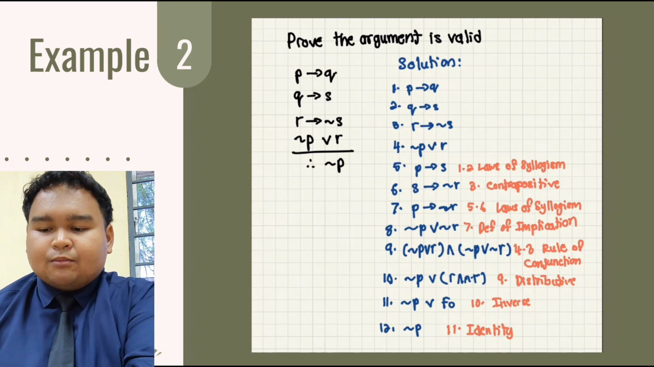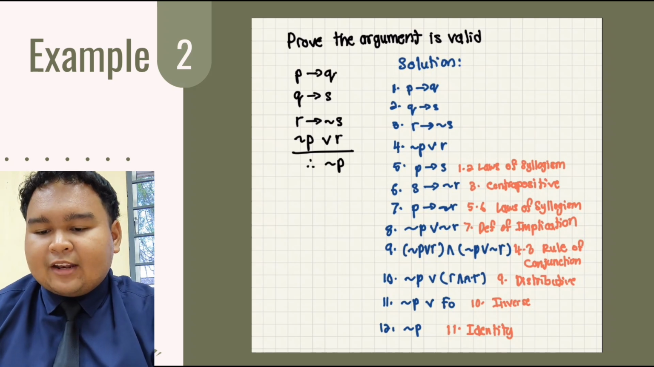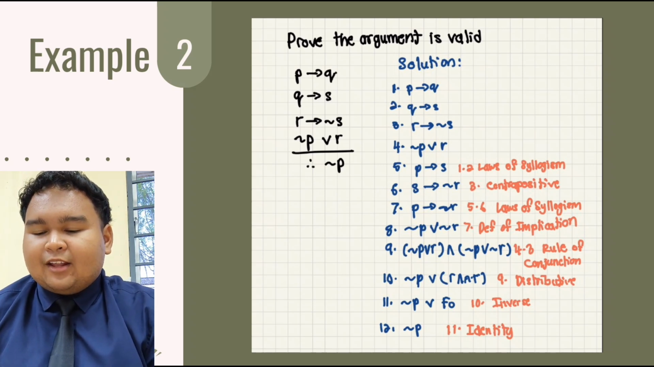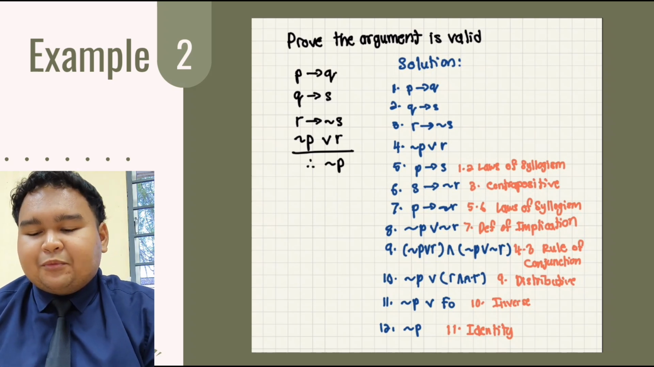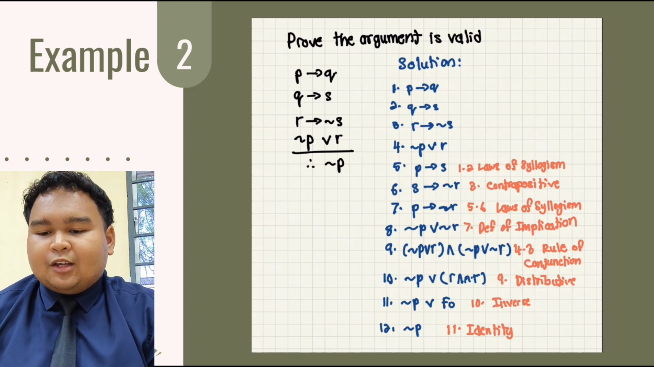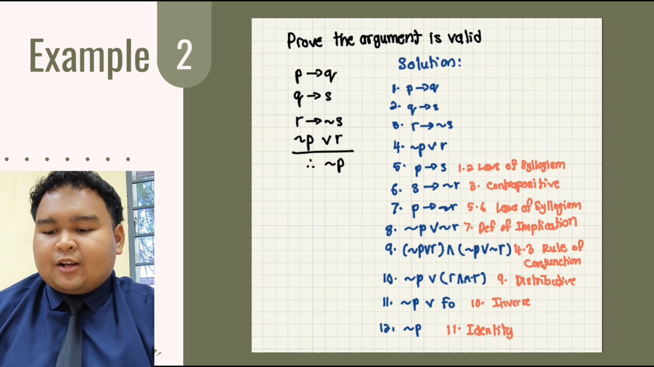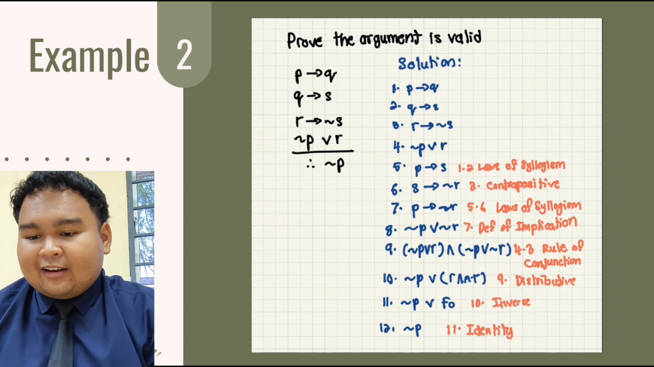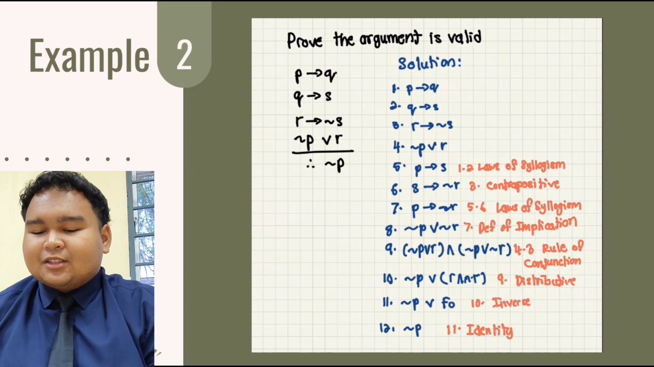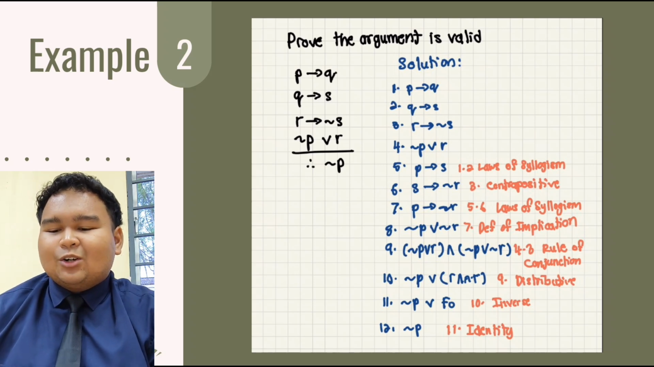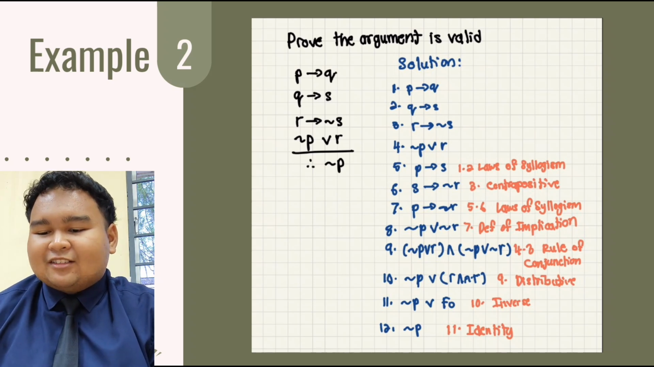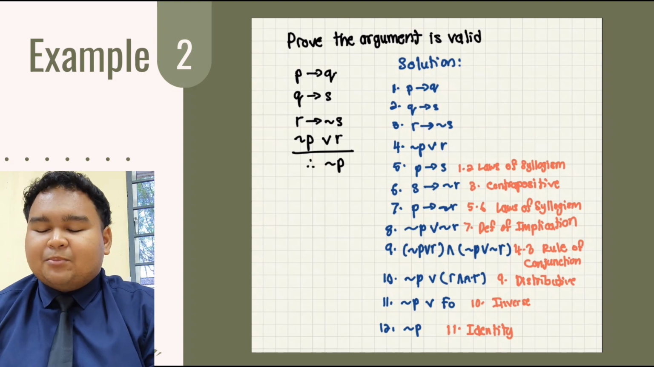And then next, we use premises 4 and 8 with the rule of conjunction, and we get negation P or R and negation P or negation R. Then we simplify and use the distributive law to get negation P or R and negation R. Then we use the inverse law to simplify, and we get negation P or F naught. And then the last, we get negation P using the identity law. So negation P is our conclusion for these premises.